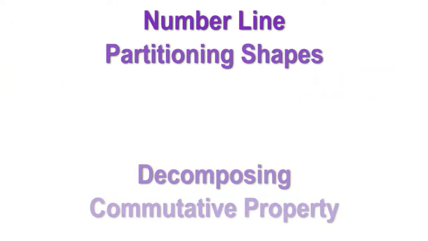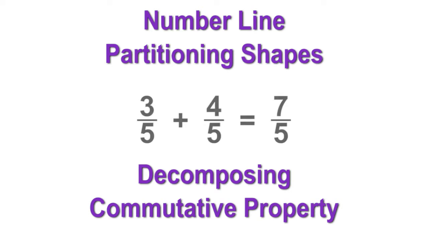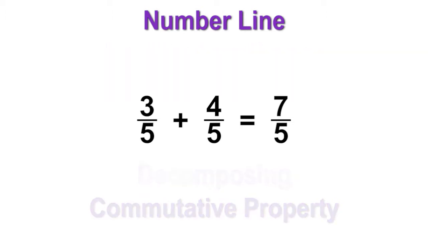Let's look at strategies to prove the problem 3/5 and 4/5 equal 7/5. These strategies will also help students understand the reason why, when adding fractions, the numerators are added but the denominators will remain the same. First, let's use the number line.